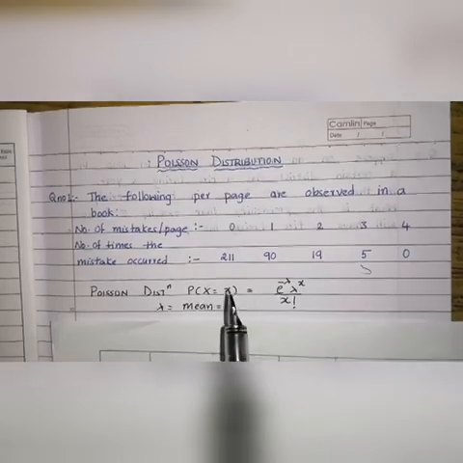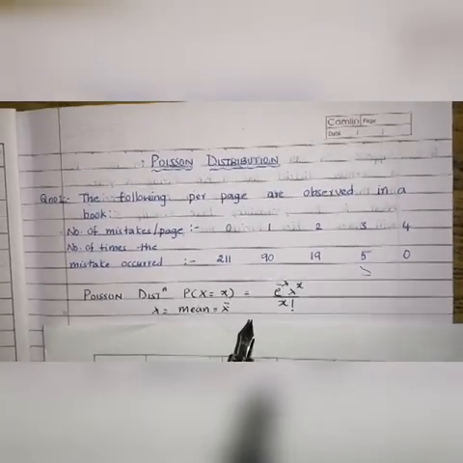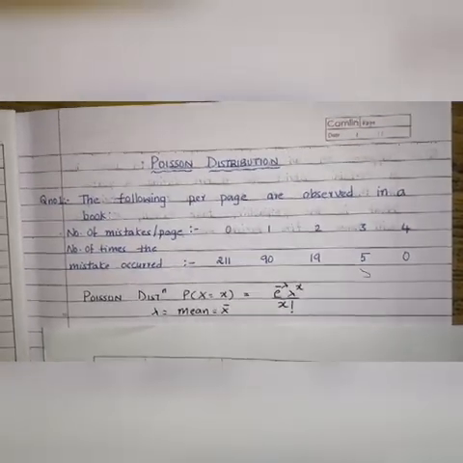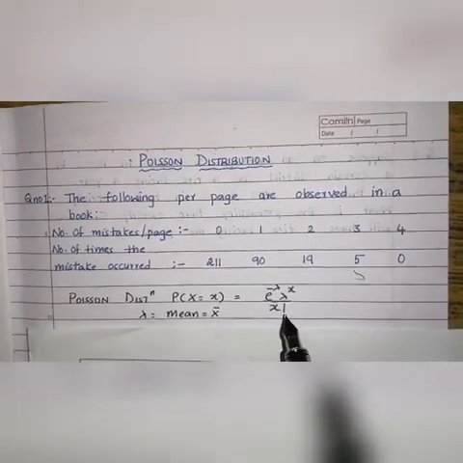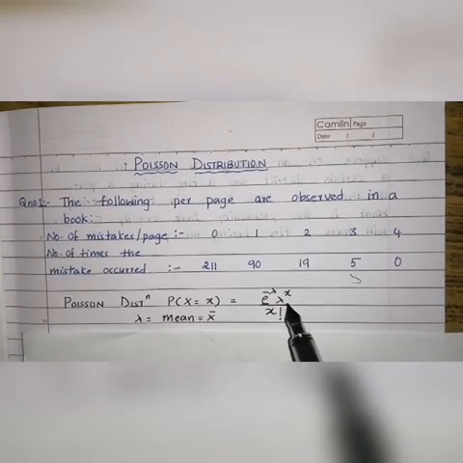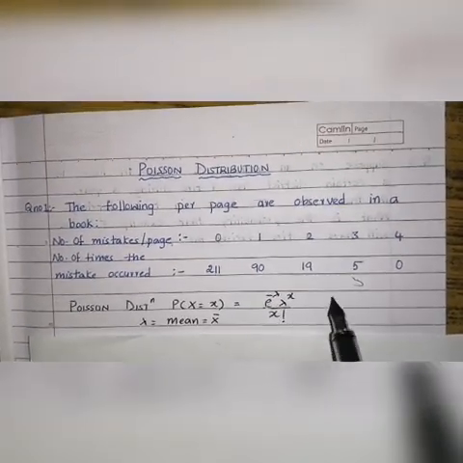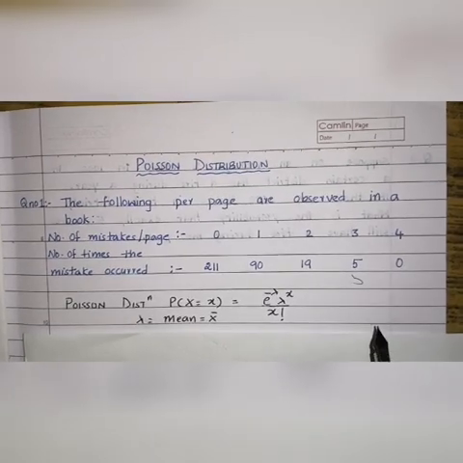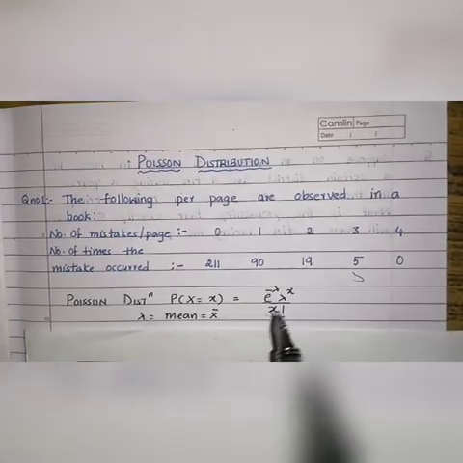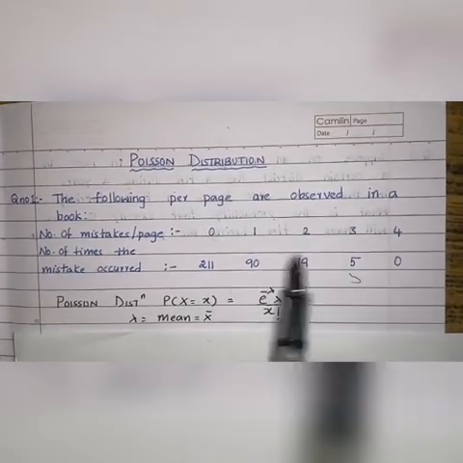Now we have to fit this particular data into Poisson distribution, and how do we do that? We have seen a formula in the previous video where we have understood various parameters of Poisson distribution. The formula for Poisson distribution is e power minus lambda, lambda power x by x factorial. Lambda is the intensity of the data, or it is the mean. For Poisson distribution, the mean and variance are both equal to lambda. So here lambda is equal to the mean, which is x bar of the given data.